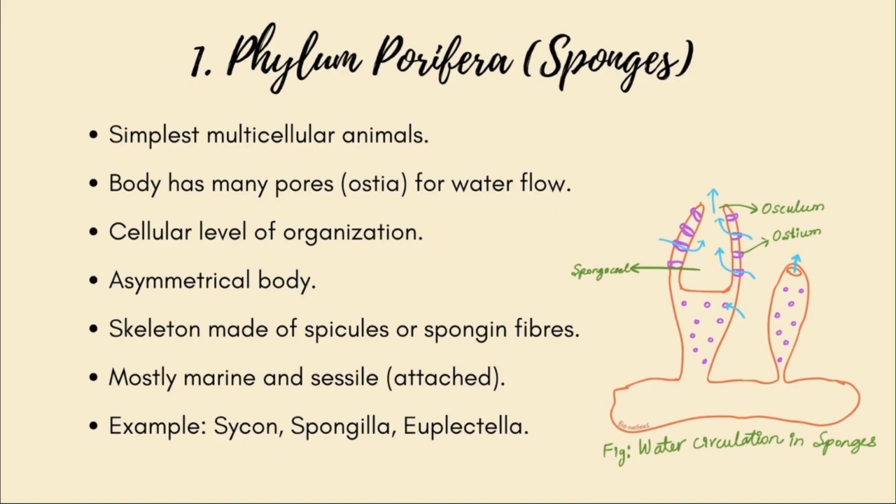Porifera are the simplest animals, commonly known as sponges. Their bodies have numerous tiny openings called pores that allow water to circulate. They show only a cellular level of organization and have no true tissues or organs. Most live in the sea, fixed to rocks, and filter food particles from water. Their skeleton is made up of spicules or spongin fibers.